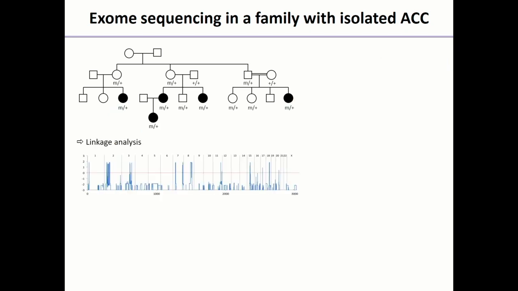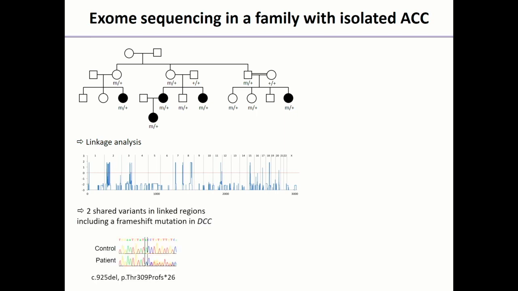So what we did, we performed a linkage analysis first, using SNP microarrays. Of course, it was not completely informative. And then we combined this with exome sequencing. And there were only 2 variants in the regions that had a positive LOD score, including a frameshift variant in the gene called DCC.